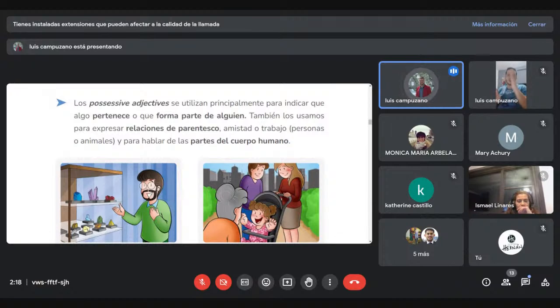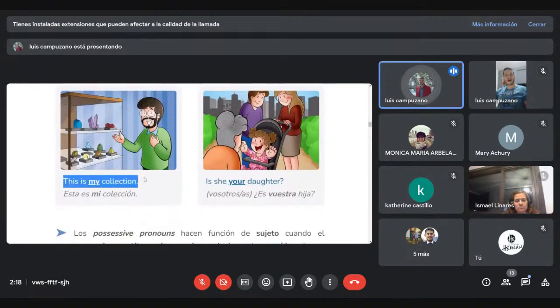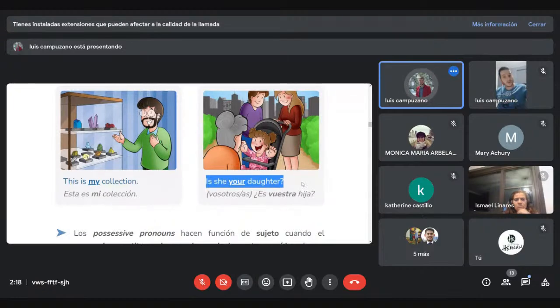So, ¿cómo se utilizan? Normalmente se utilizan primero para indicar a quién le pertenece y después la cosa que se posee. Pero también lo podemos expresar para expresar relaciones de parentesco, amistad, trabajo. This is my collection. Is she your daughter?